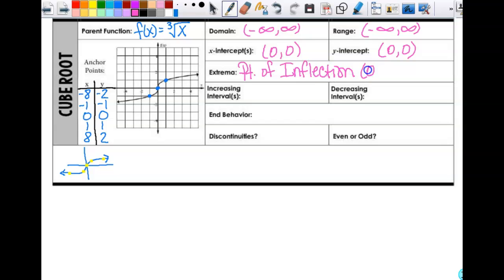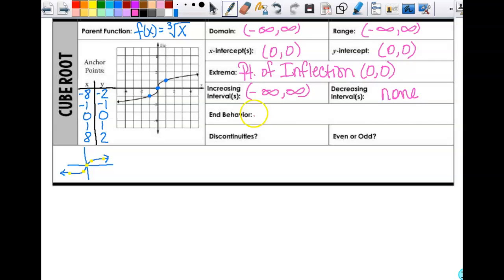at 0, 0. So there's no maximums or minimums, which means I am either increasing the whole time or decreasing. Daniel, which one is it? Increasing. So I'm increasing from negative infinity to infinity. I'm not decreasing at all.